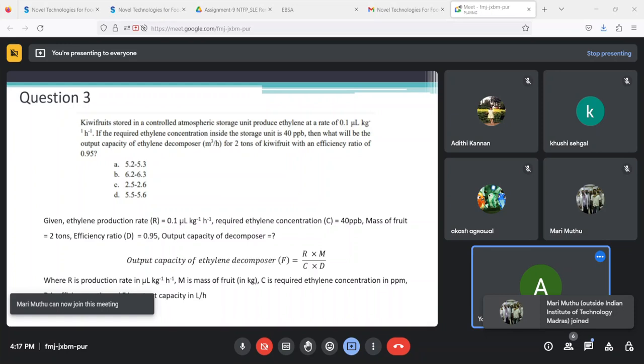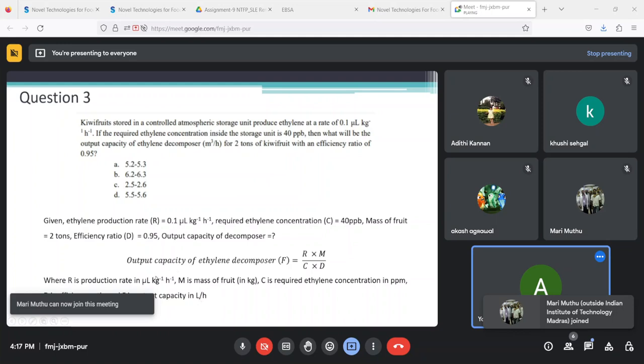So output capacity of an ethylene decomposer given by F is equal to R, which is the rate of the ethylene production, in microliter per kg per hour, M, which is the mass of the fruit, in this case the kiwi fruits, in kgs, C is the required ethylene concentration in parts per million, and D is the efficiency ratio of the ethylene decomposition, and F is the output capacity in liter per hour.